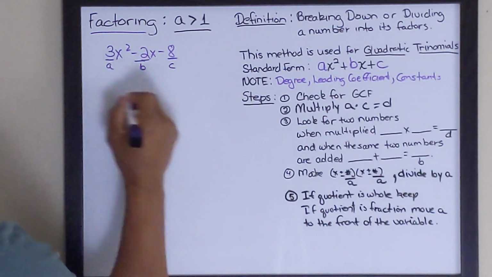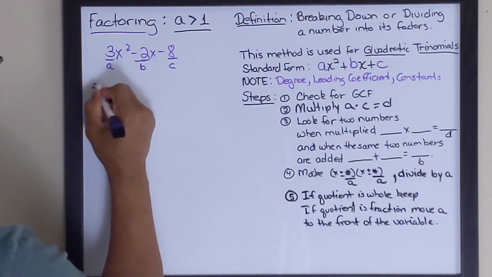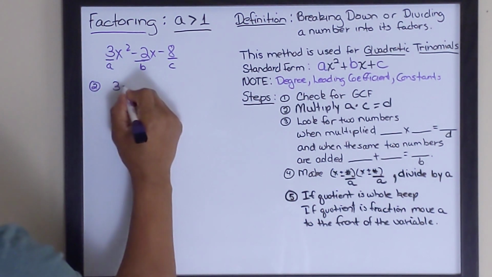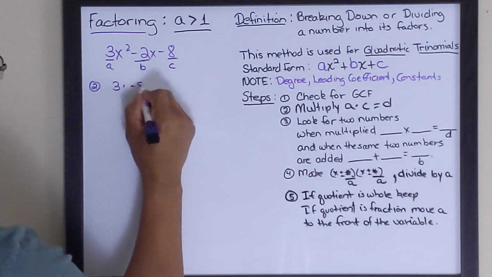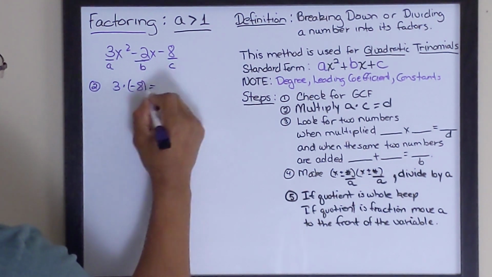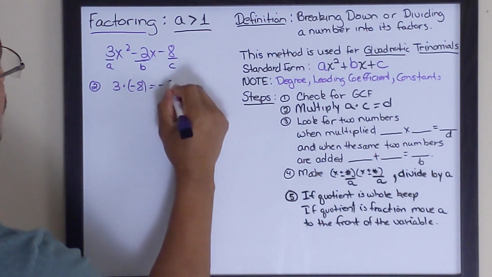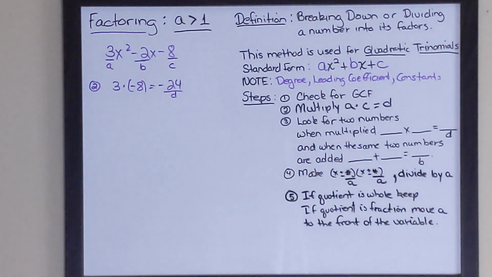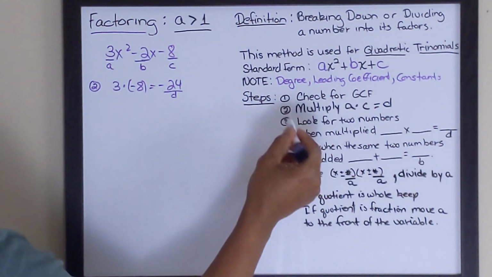So let's go ahead and do that. So this is step number 2. In step number 2, we're going to take the value of a, which is 3, and multiply it times the value of c, and that's going to be equal to negative 24. And we're going to call that the value of d. We're going to assign that variable to it because we're going to need that for the next step.